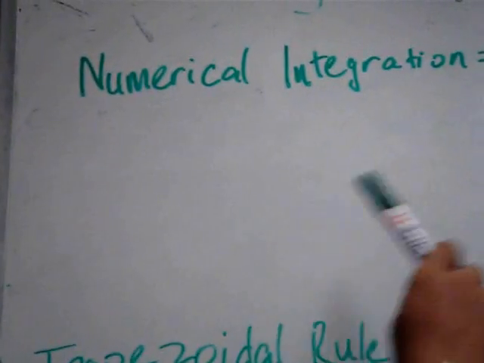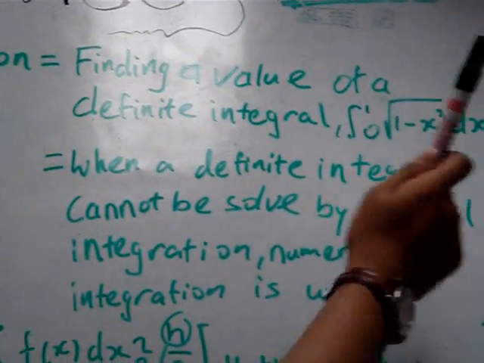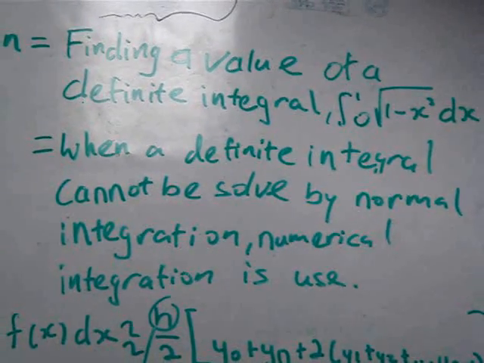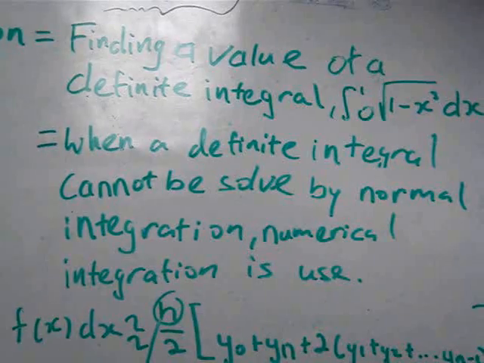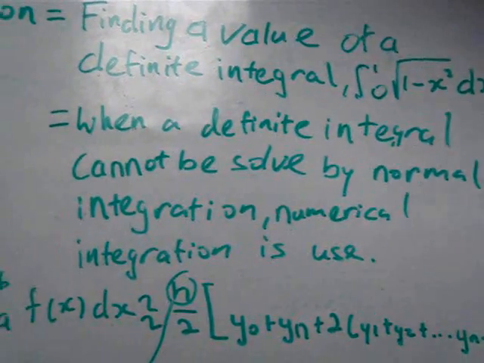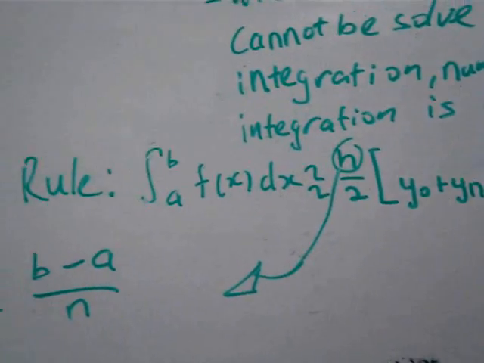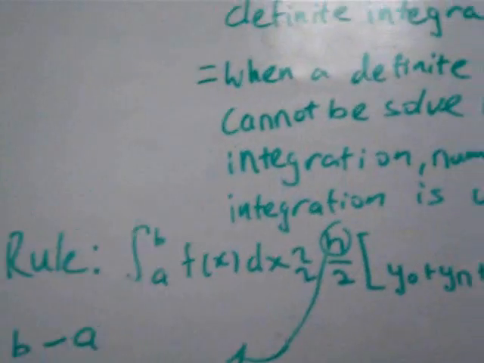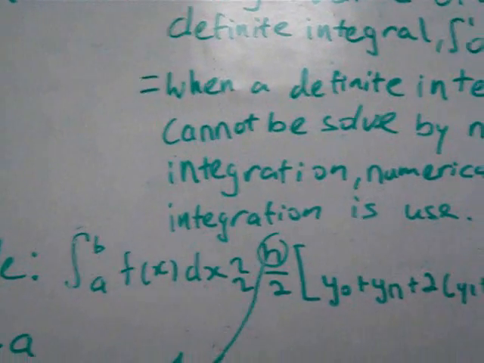Numerical integration is finding a value of a definite integral, which is this. When we use numerical integration, it's when a definite integral such as this cannot be solved by normal integration, therefore numerical integration is used. When do we apply? It's also the same. When a definite integral cannot be solved by normal means, numerical integration is used.